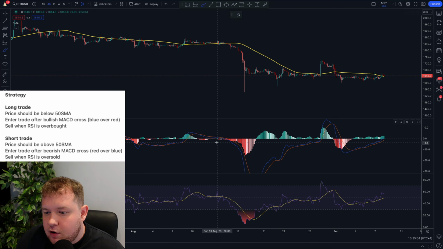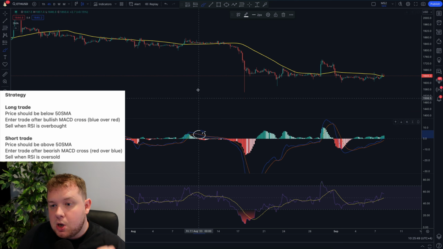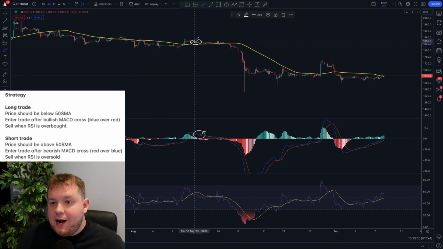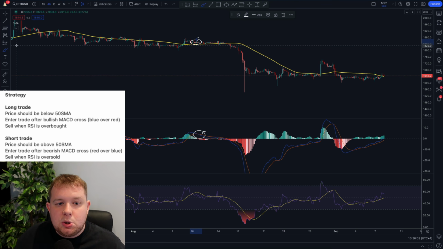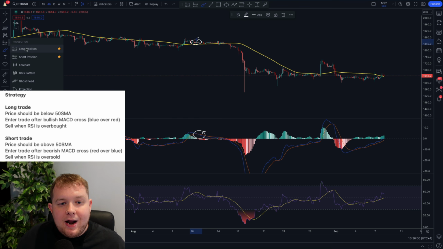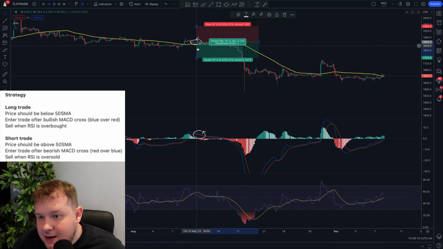So right here we have a cross on the MACD right there. We can see this cross right here. The red line is crossing above the blue line, which is a bearish cross right here. So we can see this price cross happens exactly right here. We then want to go ahead and enter a trade because we're above the 50 SMA. We then want to enter a trade, and we can go ahead and close the trade when we hit a certain dedicated profit target. Now we can go ahead and click a short position right here, and we can click right there to enter the trade.